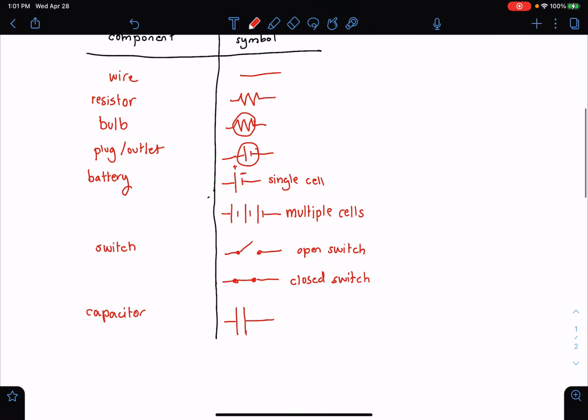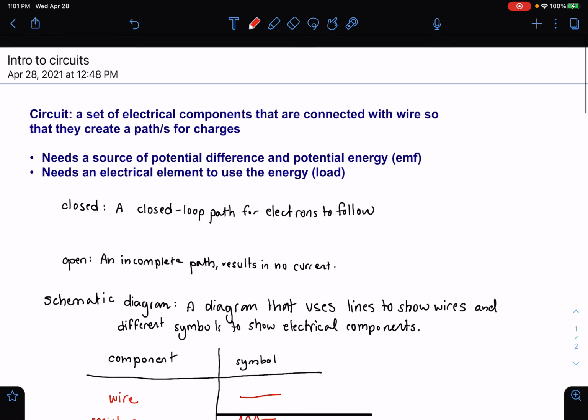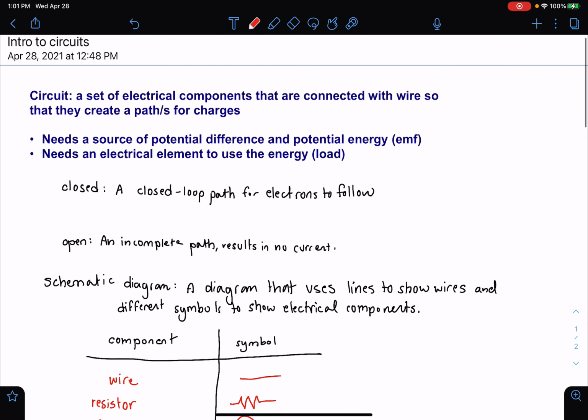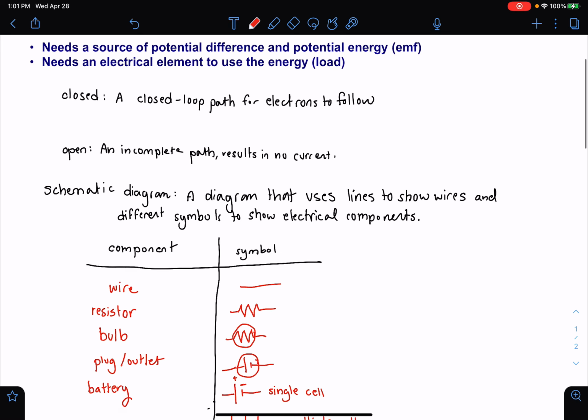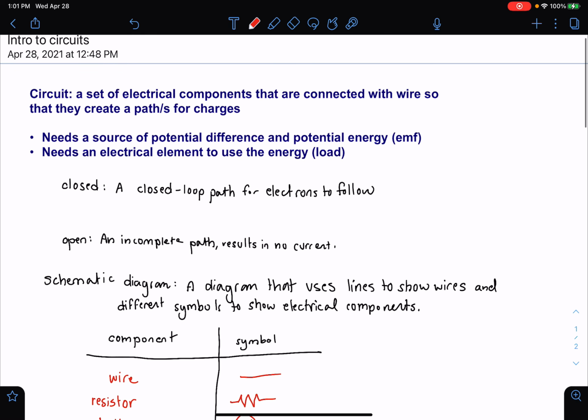Let's go ahead and draw a simple one so I can show you. We have our closed and open circuit definitions up above. Let's draw an example of a closed and an open circuit, just so we can practice our schematic diagrams and work with those definitions. A closed circuit is a closed loop path for electrons to follow. So the first thing I need to do is add in an EMF. I'm just going to do a simple battery. There's a positive side, there's a negative side. There's my battery.